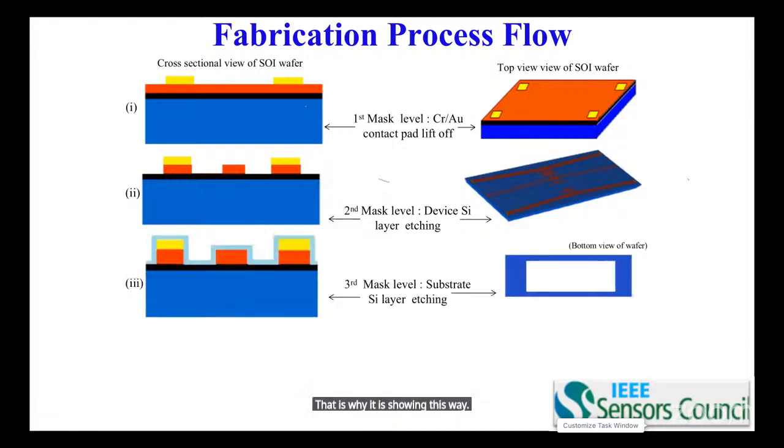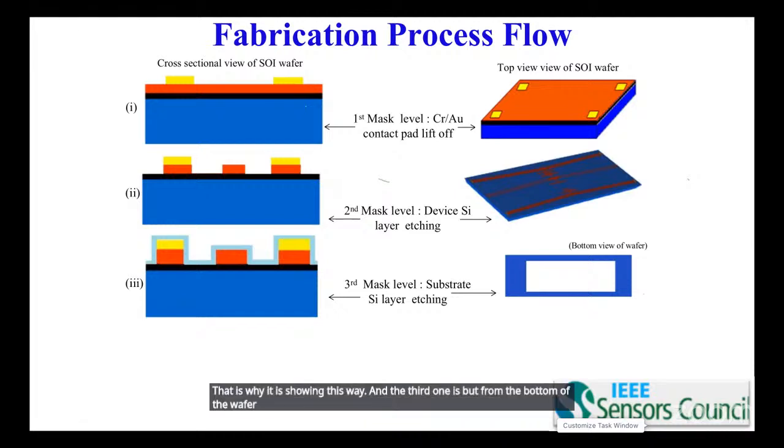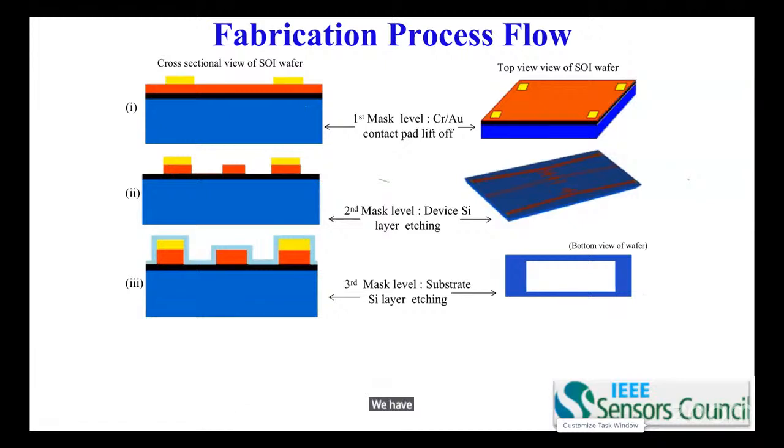And the third one is from the bottom of the wafer, the top side is protected, and on the bottom side the mask is because we would like to have a trench. Now the pattern in the top silicon is created. From the bottom silicon, we have to do a through hole etch and create a trench.